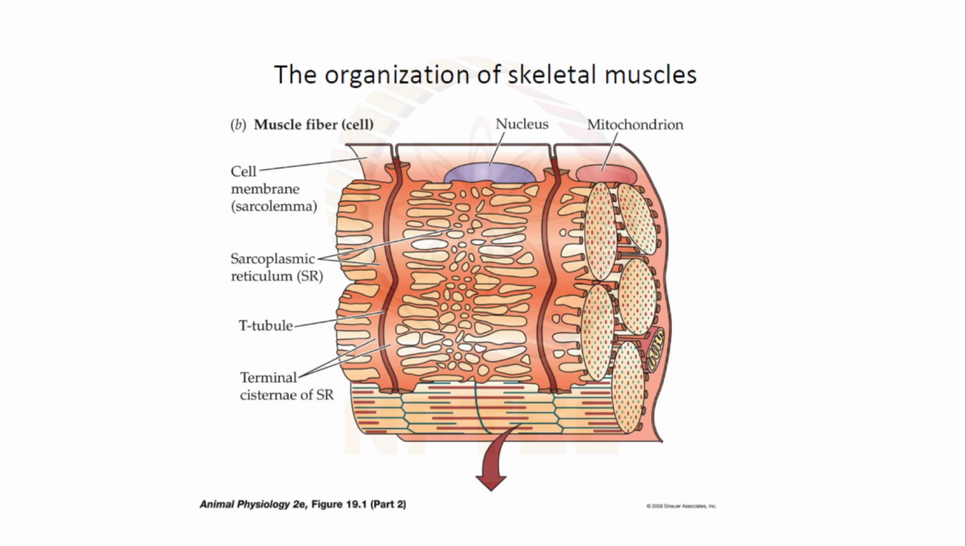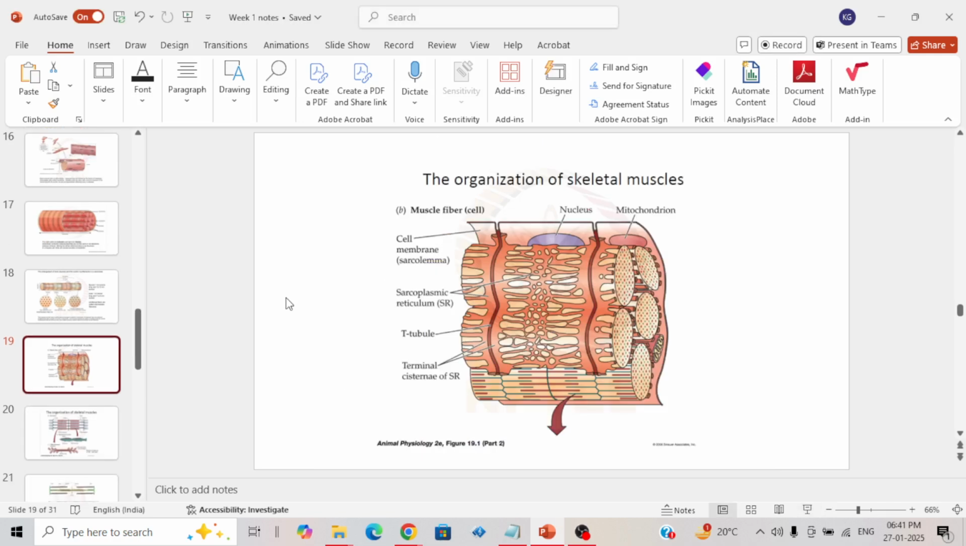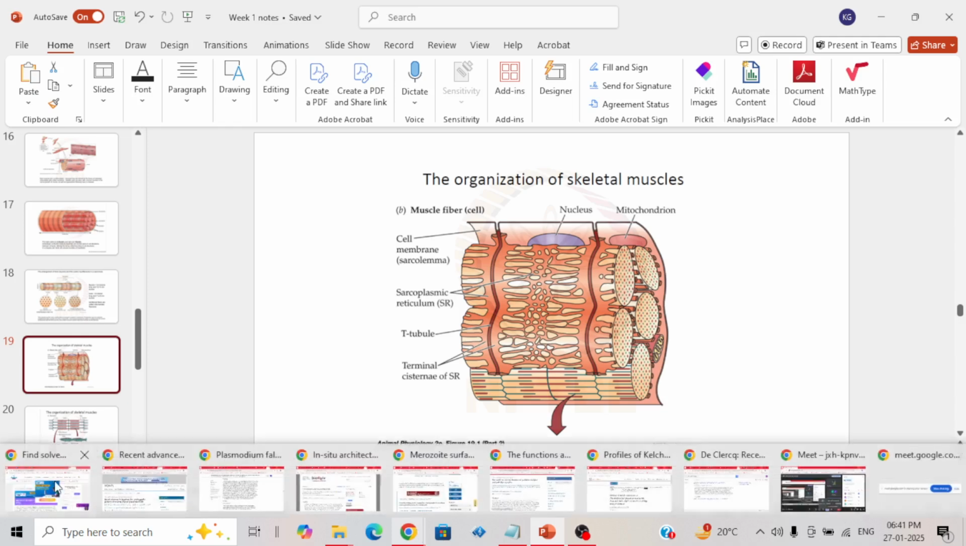Another thing is that these myofibrils are flanked by, or covered in, sarcoplasmic reticulum. This sarcoplasmic reticulum is a rich source of calcium ions. Calcium ions are very important for a muscle to contract. So where will the muscle get the calcium ions from? It will be from this sarcoplasmic reticulum.